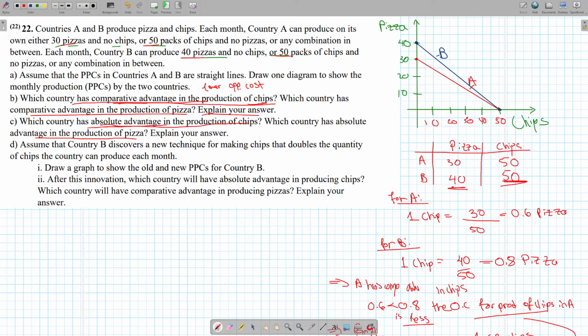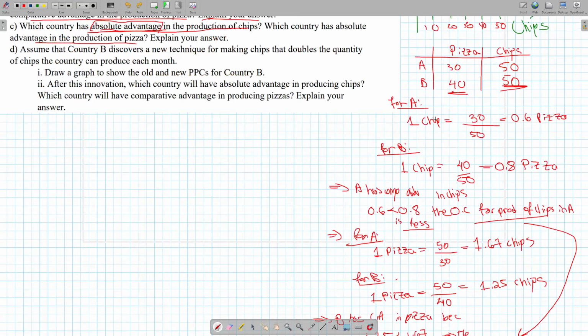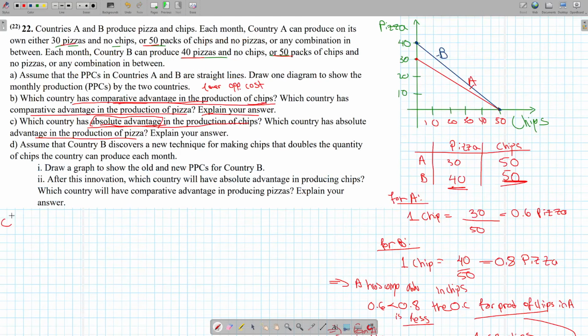Absolute advantage meaning you produce more. Okay, now if you look at our table over here, which one produces more chips? Neither. They both produce the same amount. So you say this, okay, for part C, I'm going to put it down here. Part C, they produce the same amount of chips, therefore there is no absolute advantage. How about pizza? Who produces more pizzas?